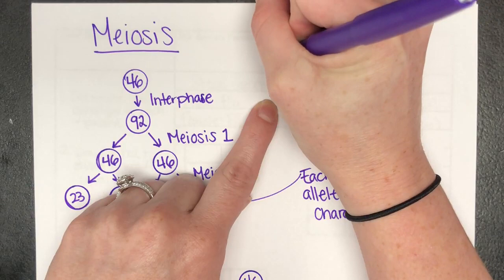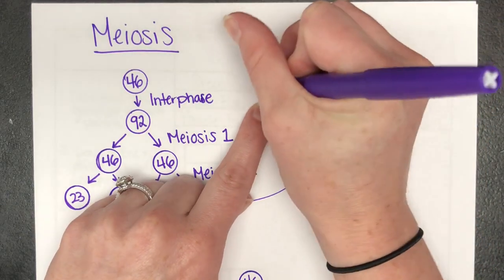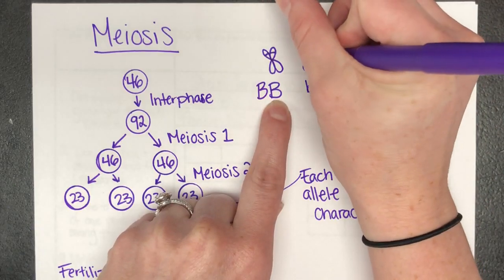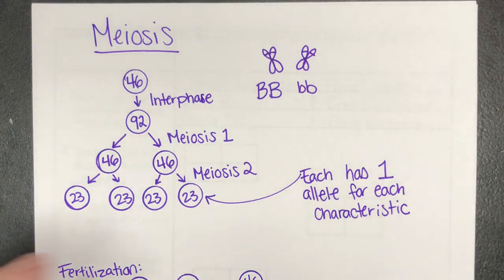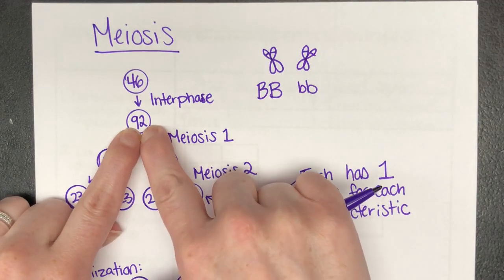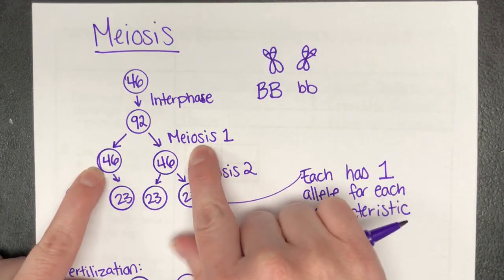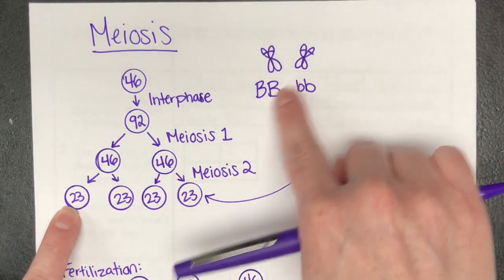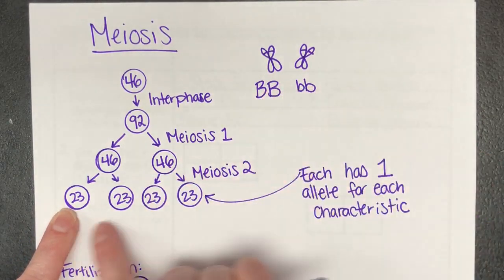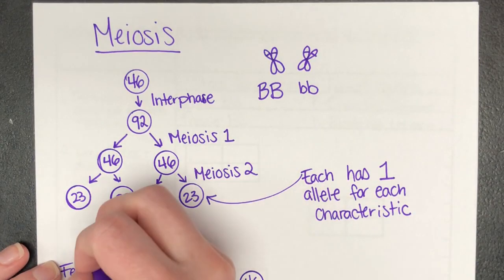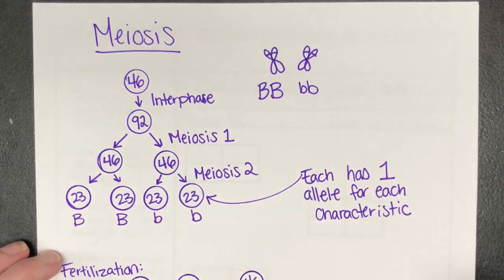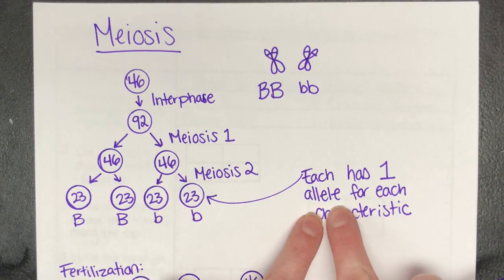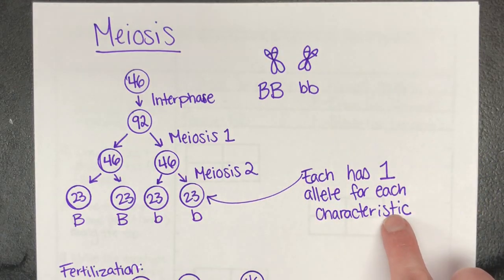So when these are copied, now we have two big B's and two little b's, okay? So now we have 4 alleles for this trait right here, okay? Then the cells undergo meiosis 1 and meiosis 2, so that now we have one each of these in these 4 cells. So this one might be big B, little b, little b. So each one of these will have one of those alleles for each characteristic.